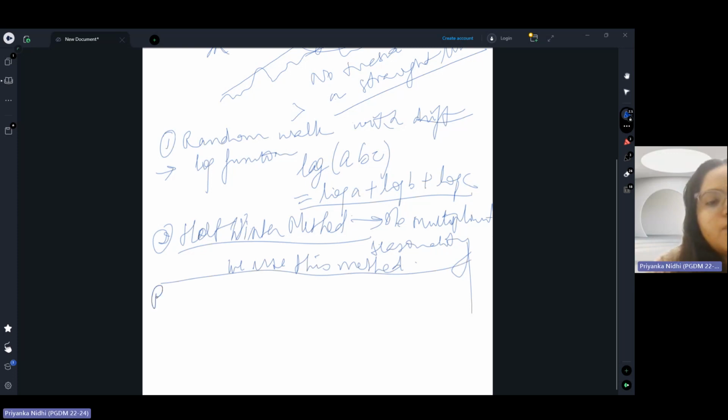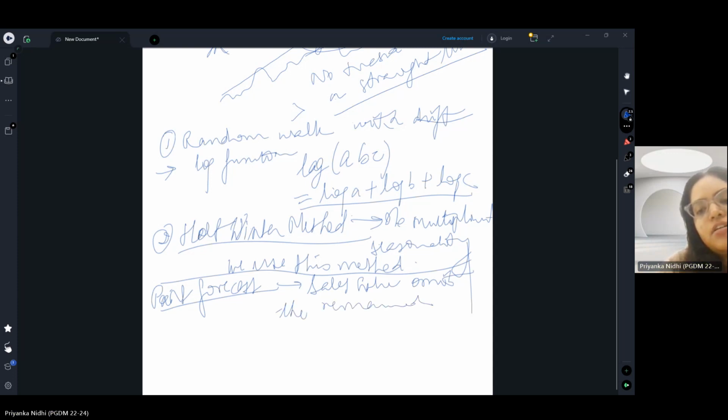Next, let's understand what is point forecast. So it is the sales or any forecast value that omits the remainder. It's the remainder portion. Considering trend and seasonality part in logarithmic scale.